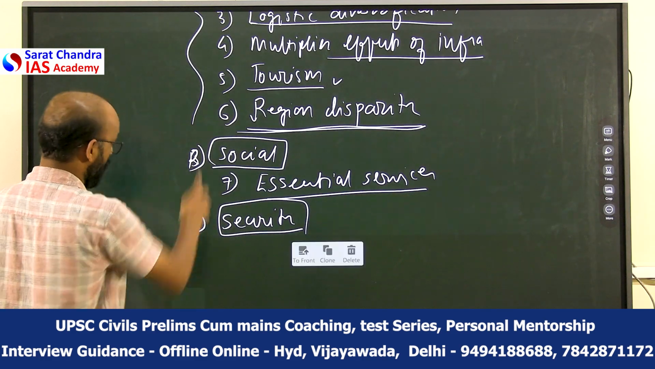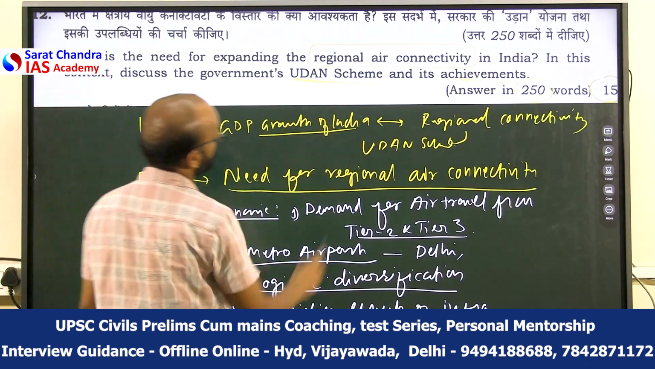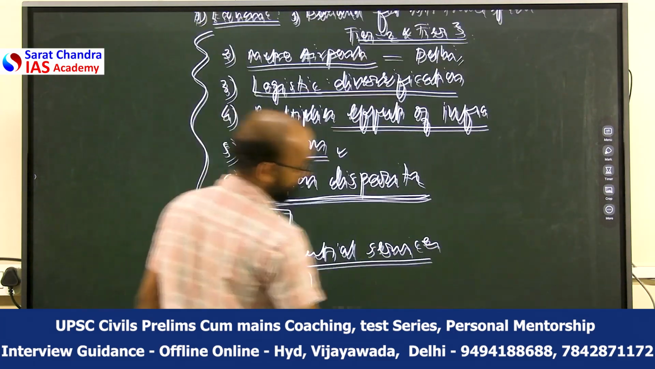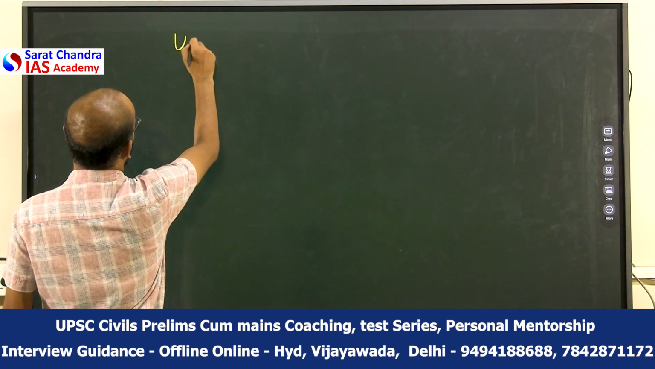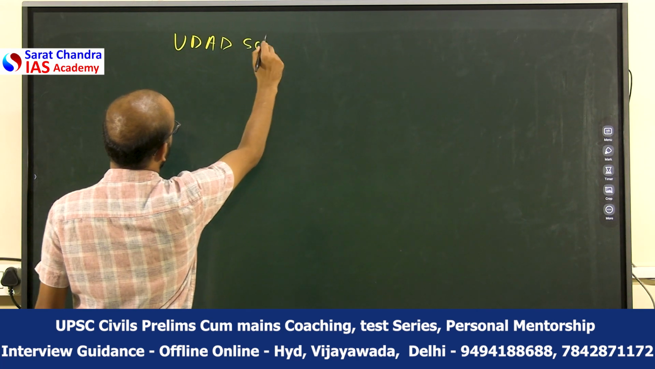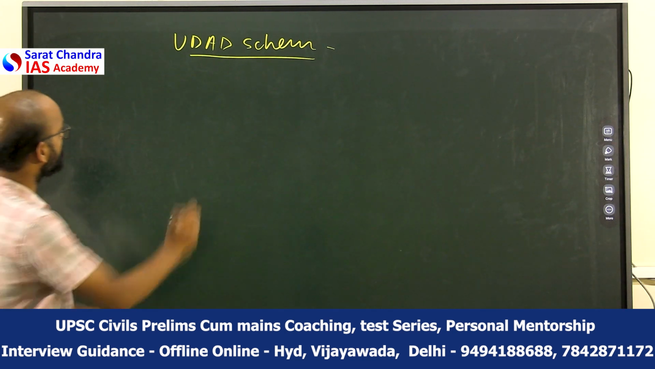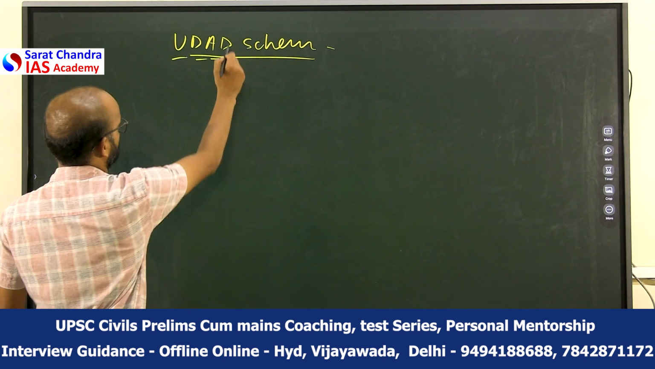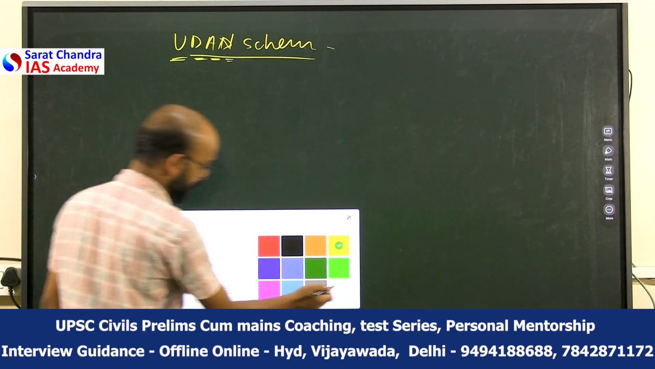Then part 2 of this question is asking to discuss the government's UDAN scheme and its achievements. So the next part will be about the UDAN scheme. See, there are some features of the UDAN scheme. The full form is Ude Desh Ka Aam Nagrik. UDAN, Ude Desh Ka Aam Nagrik. That is the full form you have to write.